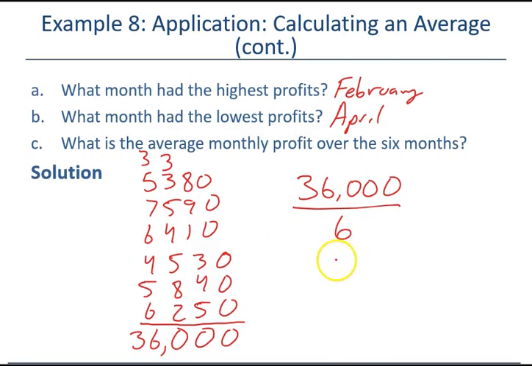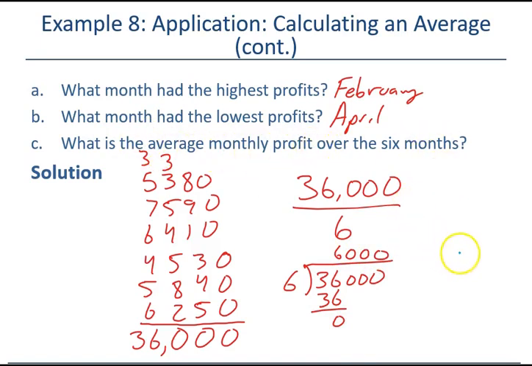When we do that, we can do this the long division way. We come in here and go, okay, well, what is this? This is going to be 36,000. Well, 6 will go into 36 6 times. And then I get this 36 minus 36 is 0, and since I'm going to have zeros the rest of the way down, I can just put zeros everywhere else. So the average, I'll put this in blue, the average monthly profit over 6 months is going to be $6,000.